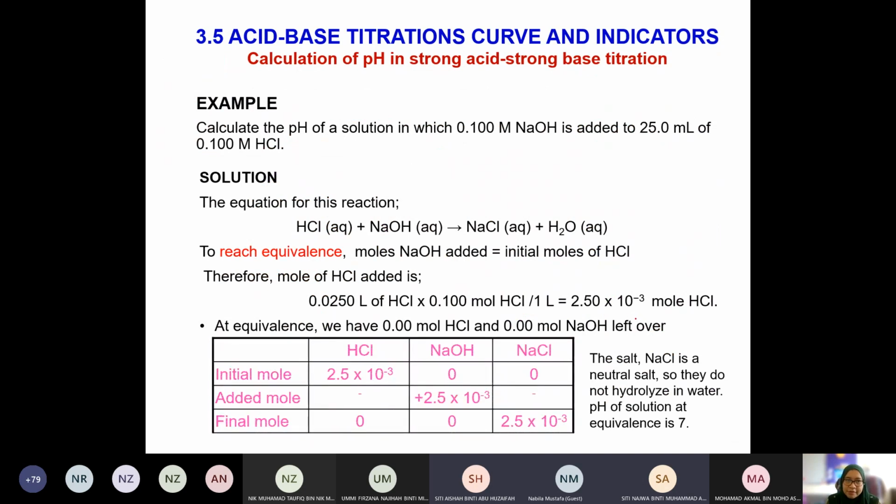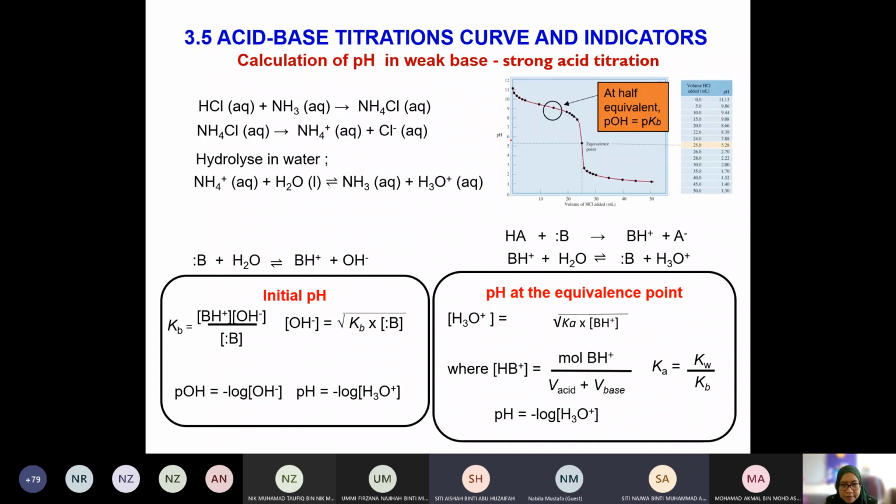Okay, let's look at an example. Calculate the pH of a solution in which 0.1 molar sodium hydroxide is added to 25 ml of 0.1 molar HCl. Saya macam tak faham soalan ni. Rasanya the pH at equivalence point kot. Calculate the pH of a solution in which 0.1 molar. Nak cari apa sebenarnya?